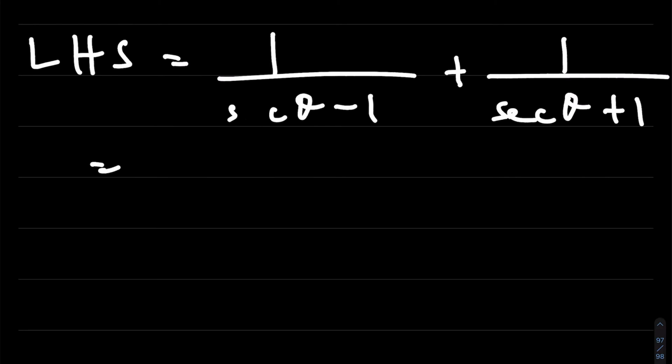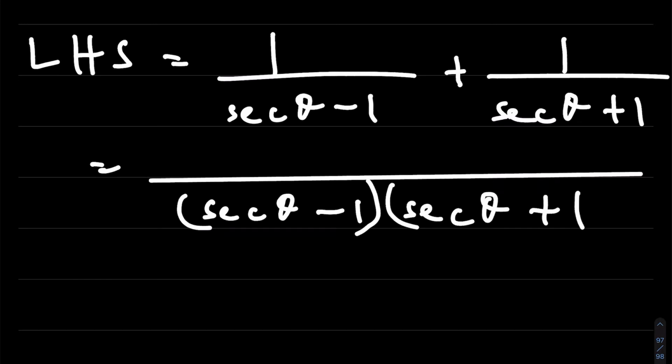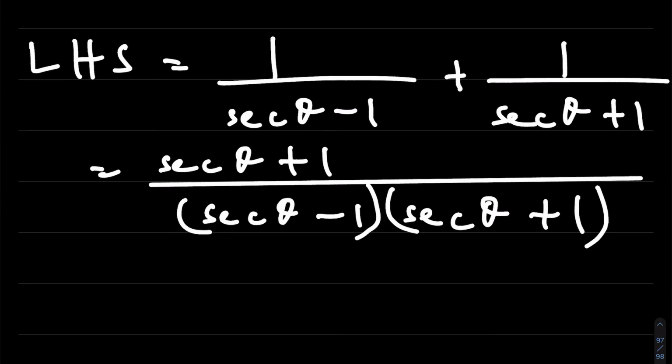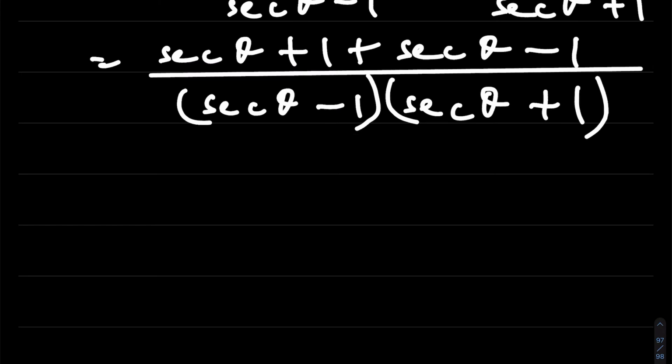Now here I can find the LCM. The LCM of the denominators is sec theta minus 1 times sec theta plus 1. Now if I divide this LCM by sec theta minus 1, I'll be left with sec theta plus 1. Sec theta plus 1 times 1 is sec theta plus 1. Now, in the same fashion, if I divide this LCM by sec theta plus 1, I'll be left with sec theta minus 1. And I'll multiply that by 1 to have sec theta minus 1.